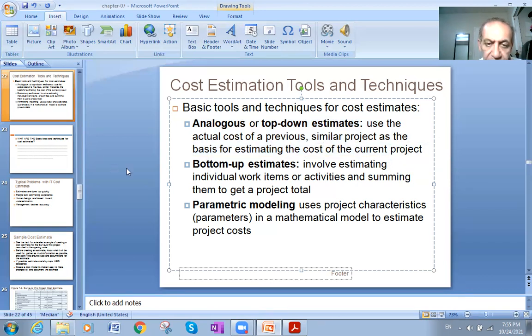Second one, the bottom-up estimates, involve estimating individual work items or activities and summing them to get a project total. So we have the analog or top-down, and we have the bottom-up, which involves estimating individual work items or activities and summing them up. We'll see an example of this method, the bottom-up estimates, now. The parametric means measurable. The word parametric means to be measured. It uses project characteristics or parameters in a mathematical model to estimate project cost.